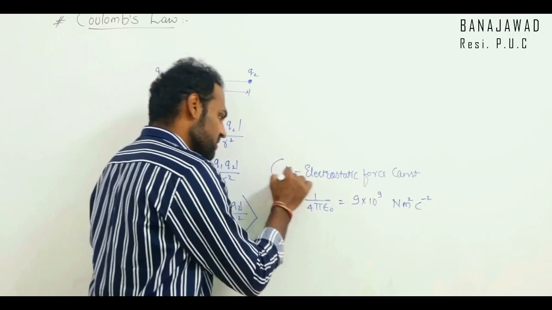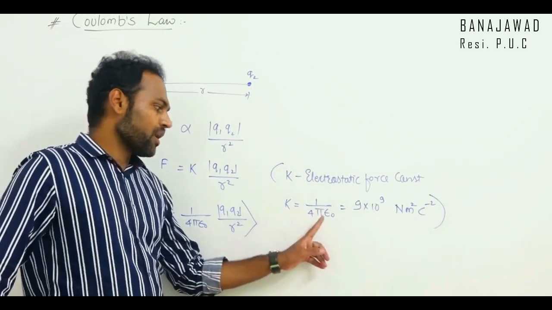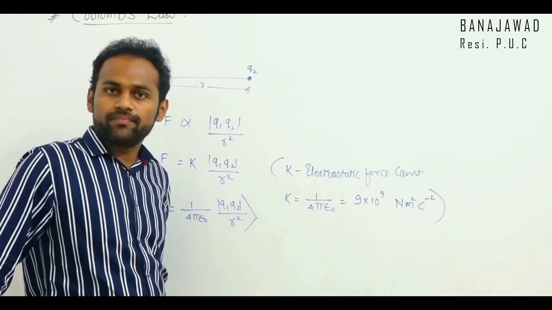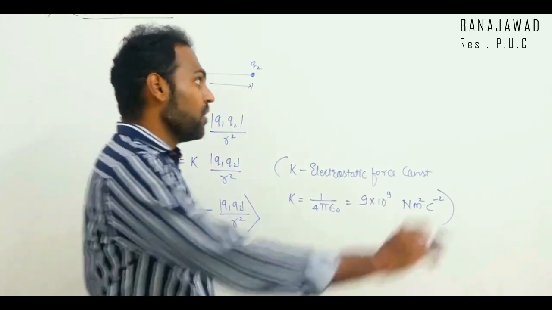Well, we got to know what K is as well as the value of K. Here, in the expression of K, we have come across a term called epsilon naught. So what is this epsilon naught? We have to discuss this epsilon naught now.